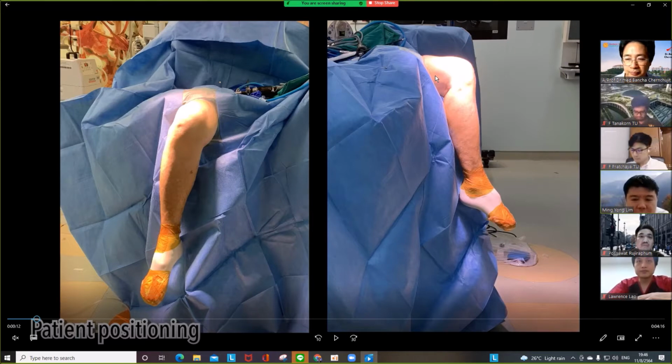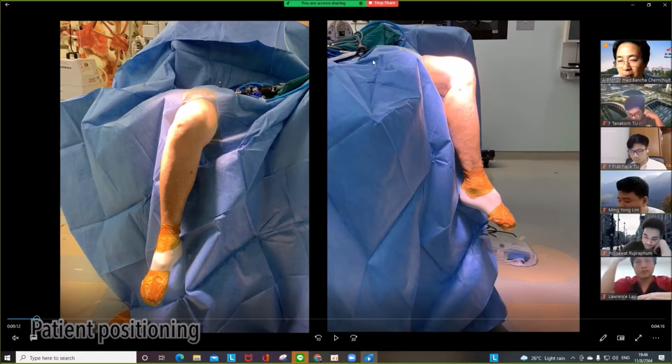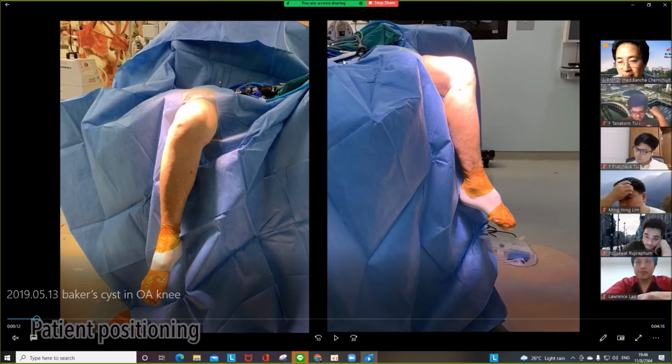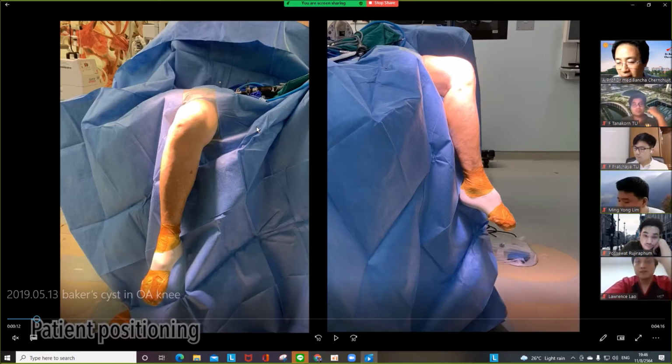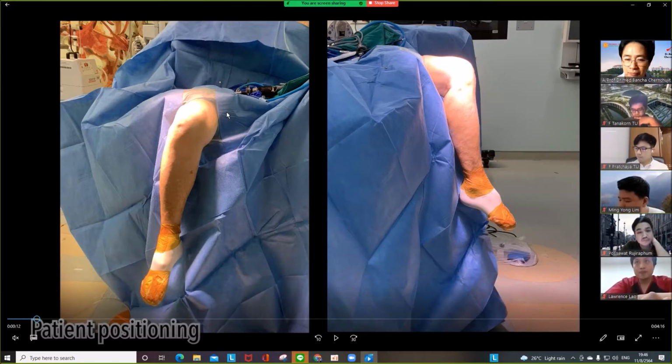Let the vessel fall back. Yeah, let the vessel fall back. When you bend the 90 degree, you have more space. Whenever you extend the knee, the posterior space will be obliterated. Understand? You need to bend 90 degrees so you have more space. So put the sandbag underneath the thigh. Make sure that you can bend 90. That's important. Same like we do PCL reconstruction, you need 90 degree. Okay, the vessel will fall back.